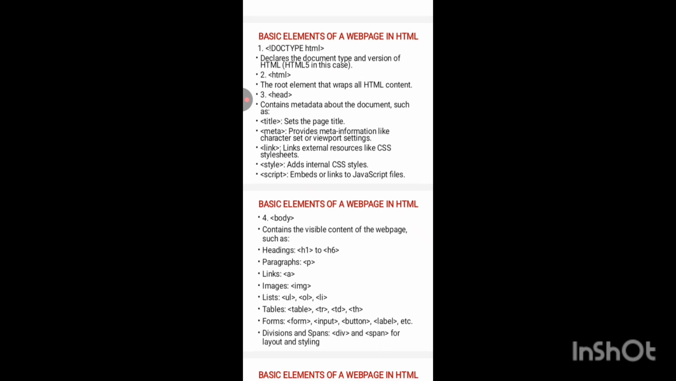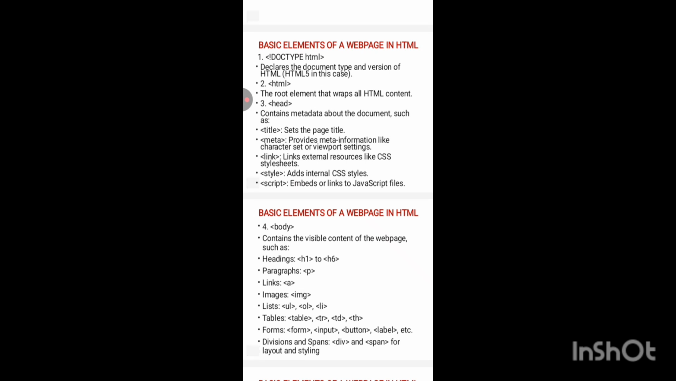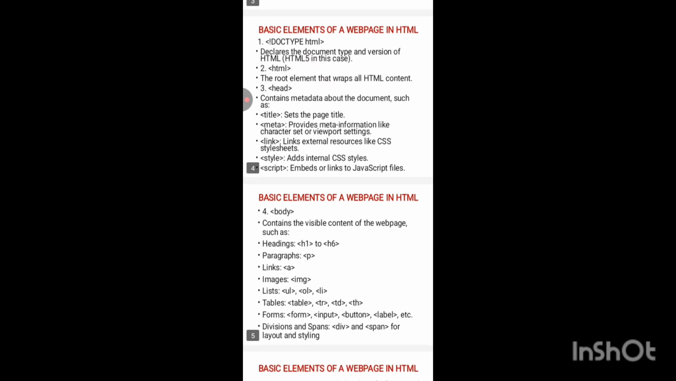So the next basic element is the head element. The head element contains the metadata about the document, such as the title. All are in the head element, that is the title of the page. We have the meta, that provides the meta information like the character set or the viewport settings. All this I will show you in my next video.